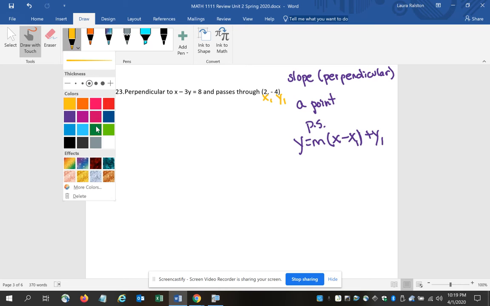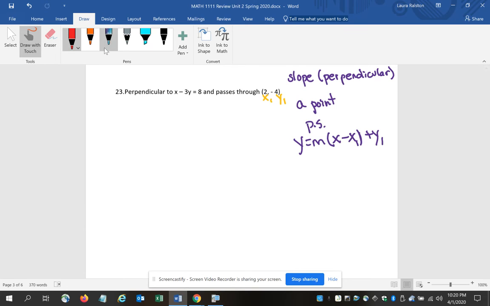We have to think about our perpendicular line. Okay, so perpendicular lines, the slopes are negative reciprocal. Okay, so let me see if I can make you a note about that. Okay, perpendicular lines have slopes that are negative reciprocals.